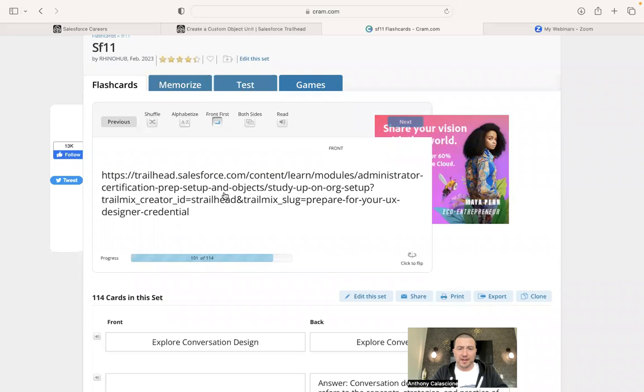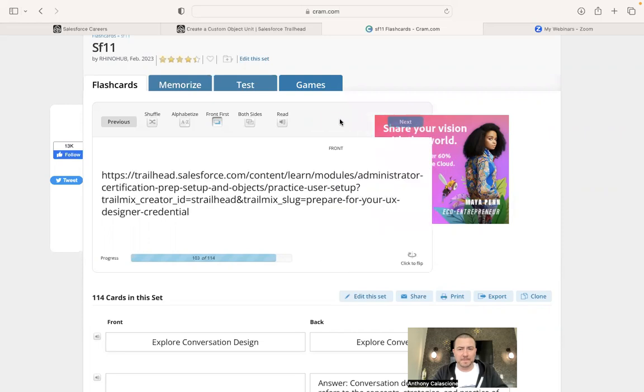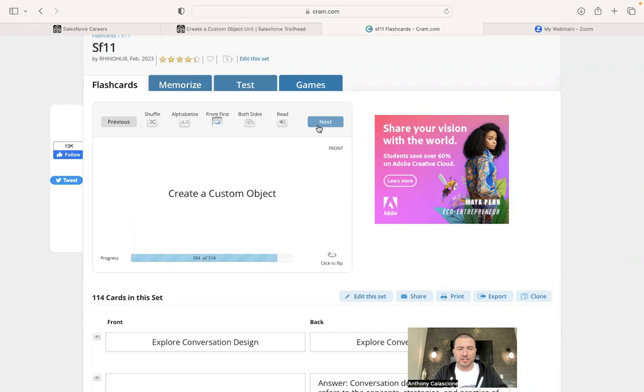All right, so on these flashcards, I have the actual link that you would need to go ahead and do what we just did. It was on those pages. Previous, next. All right, create a custom object.